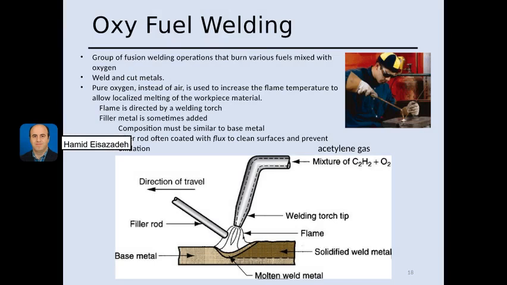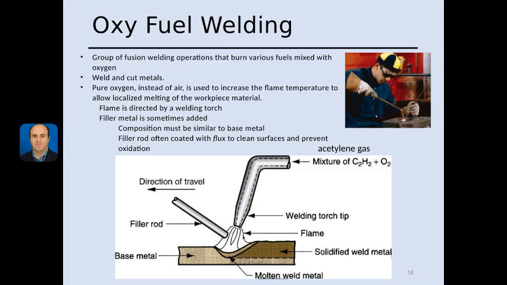Here we have the oxy-fuel welding process. Oxy-fuel welding uses fuel, and the fuel is going to be mixed with oxygen, and then we have a burning process. Combustion actually happens. This process is used to weld as well as cut metal. This process uses pure oxygen instead of air, because if you use pure oxygen, it can increase the flame temperature.